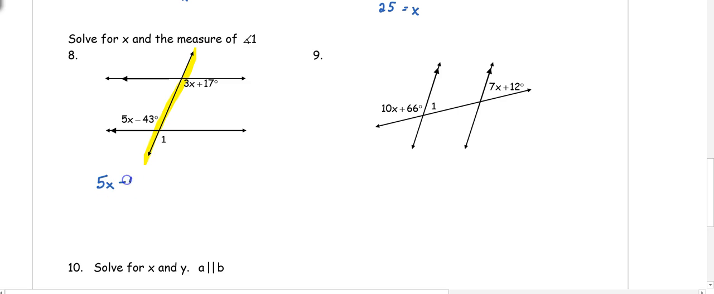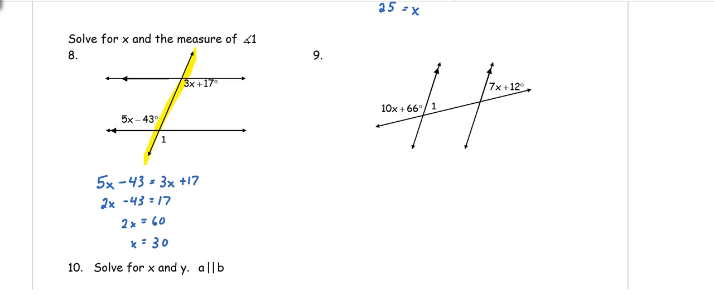So 5x minus 43 is equal to 3x plus 17. So we're going to subtract 3x from both sides, and then add 43 to both sides. And we get that x is 30.